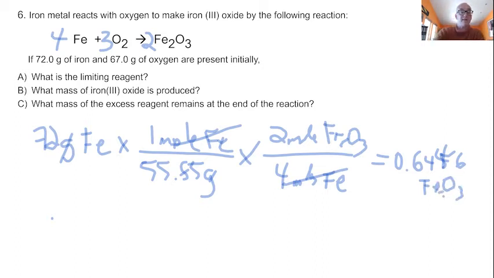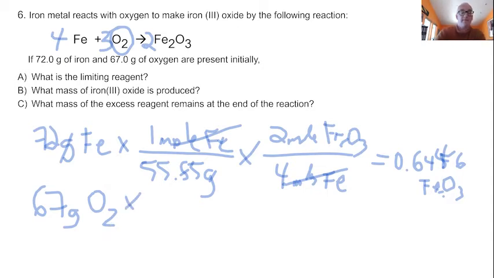Now I do the same thing with my oxygen. So I've got 67 grams of oxygen, not 6.7, of oxygen. Now remember, this isn't oxygen atoms. The actual reactant is oxygen molecules, very important. So I have 67 grams of O2.